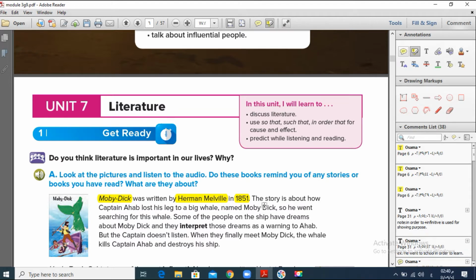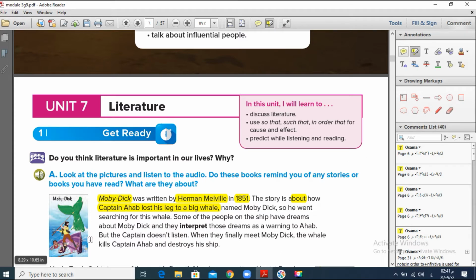The story is about... what is the story about? This is very important. How Captain Ahab lost his leg to a big whale. This is the theme, the main idea of the story. Again, the names: Captain Ahab. When I ask you who is the main character in this book? Captain Ahab is the main character. What's the name of the big whale? Moby Dick. By the way, this is the title of the story.